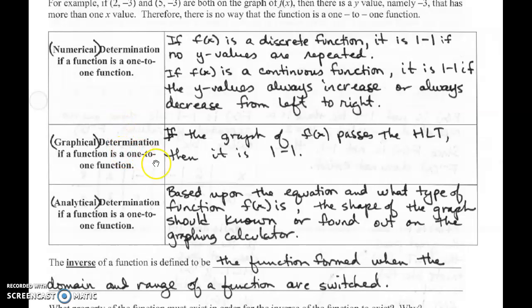The graphical determination is really, really easy. And the reason why I say that is you're already used to the vertical line test. Well, the vertical line test is to see if any of the x values repeat. So this time, if we want to see if the y values repeat, we look at the horizontal line test, and we shorten it as HLT.